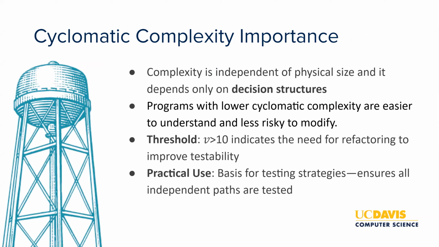So cyclomatic complexity is important since it helps us focus on the decision structure rather than just the code size. Programs with high complexity values, for example above 10, are harder to test and maintain. Refactoring them into smaller, more manageable modules can significantly improve quality. Cyclomatic complexity also serves as a guide for testing, ensuring all independent paths are covered.